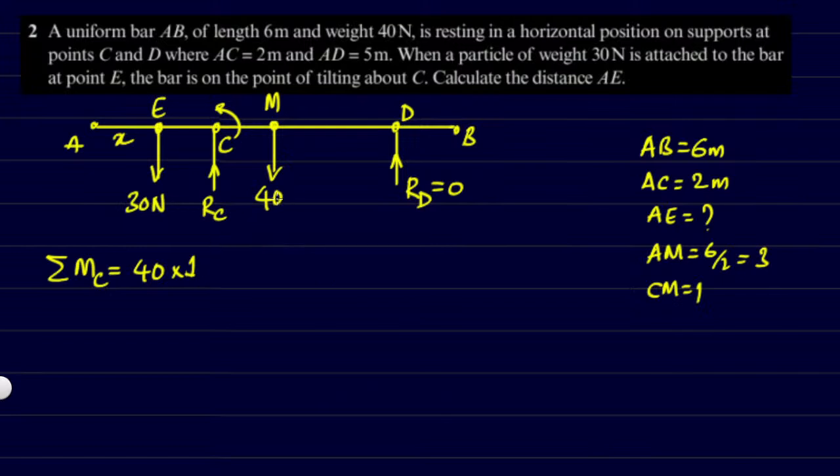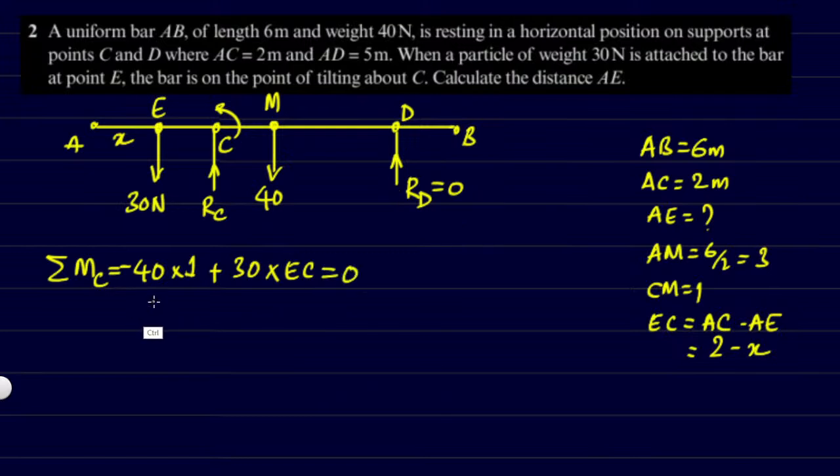Okay, let's try. So 40 into CM, we got this CM value as 1, and this is rotating in clockwise direction, so negative. Then 30 newtons, distance is EC. What is EC? EC can be written as AC minus AE, no? Yes, sir. AC value is 2 meters, so 2 minus X, correct? Yes, sir. And this is moving in anti-clockwise, so plus. RD will be 0 anyway, so total should be 0, correct?